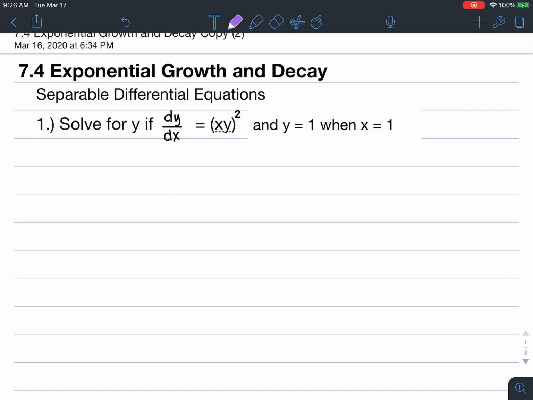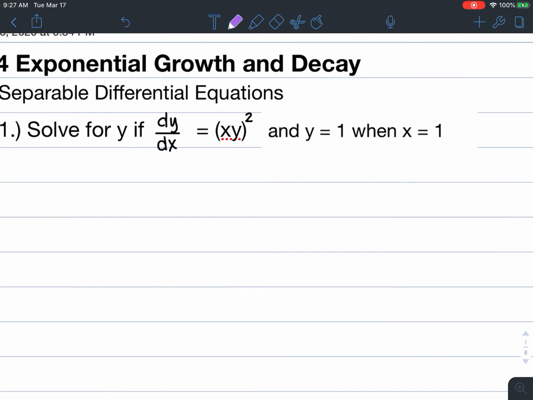Today we're going to talk about exponential growth and decay and separable differential equations. So let's just start with an example because I think it's easier to see while it's being done. Solve for y if dy/dx equals xy squared and y equals 1 when x equals 1.